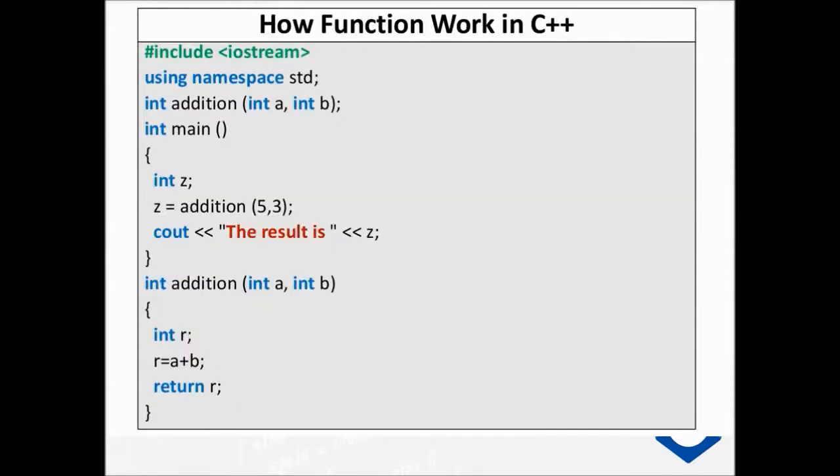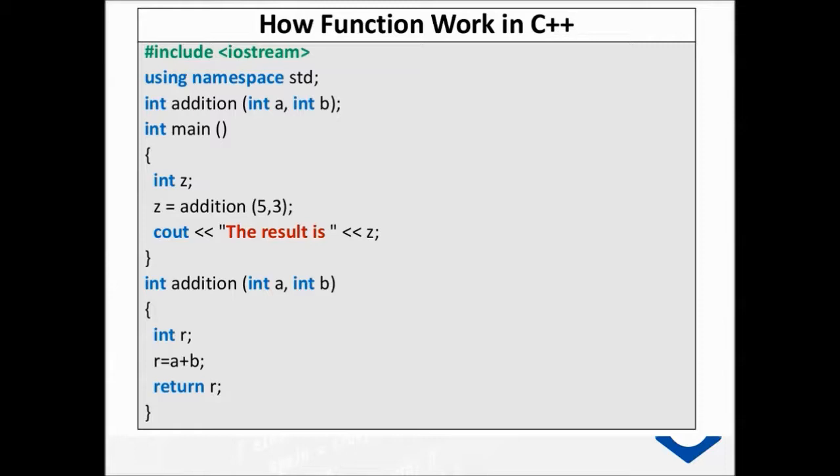Let's have an example in this program. First of all, after writing include iostream, we write using namespace std, then we define our function int addition int a, int b, then we write our main program. So before writing our main program, we declare our function.